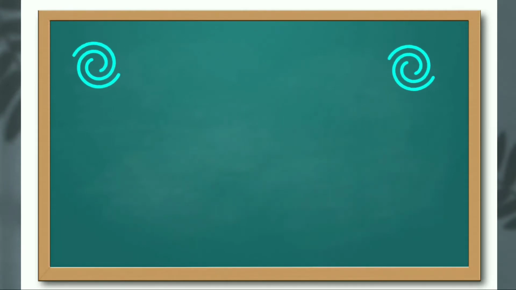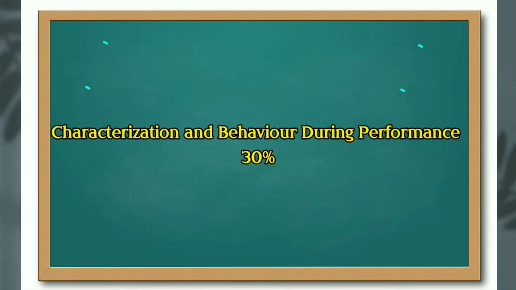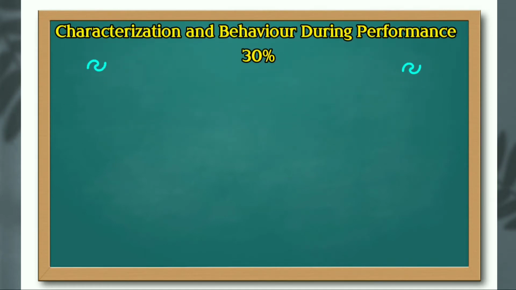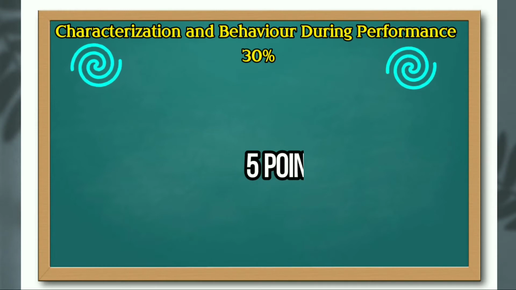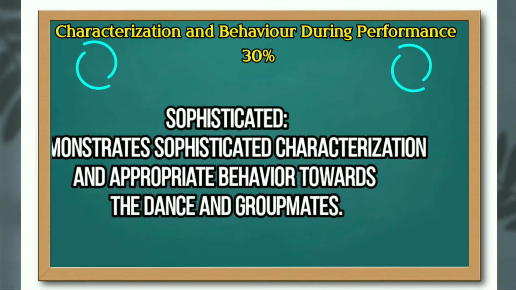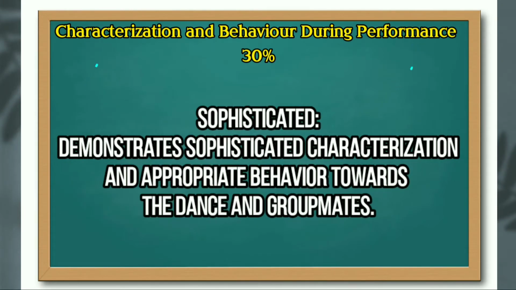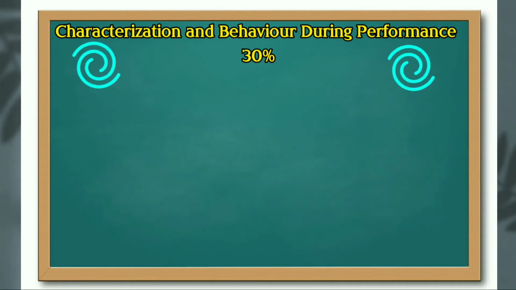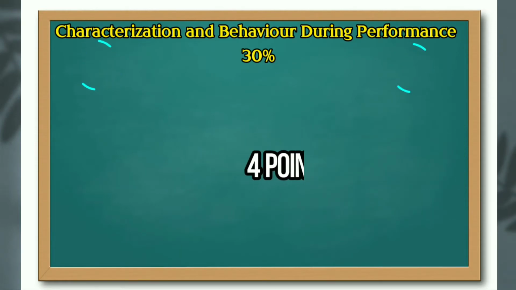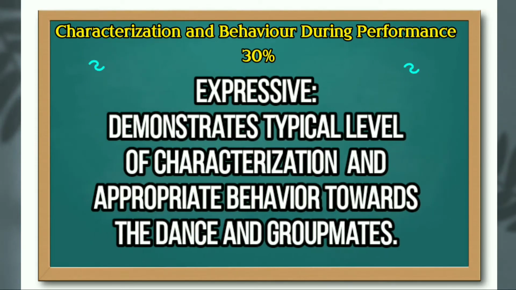Now let's proceed to characterization and behavior during performance. They will get 5 if they achieve sophisticated. When we say sophisticated, the group will demonstrate sophisticated characterization and appropriate behavior towards the dance and group mates. And 4, if it is only expressive. When we say expressive, demonstrates typical level of characterization and appropriate behavior towards the dance and group mates.